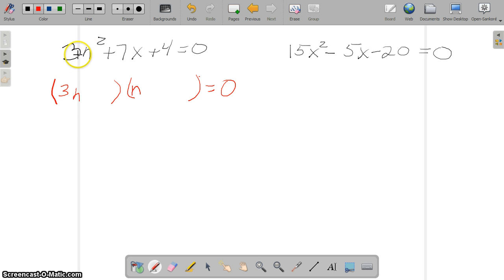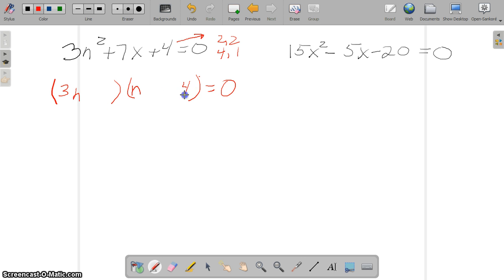Luckily there's only one set of factors of 3, 3 and 1. So I put them here, and then I have to look at this one up here and figure out factors of 4. Well, we know there's 2 and 2, and 4 and 1. Now we have to pick a pair of those to try. I can try 2 and 2, or 4 and 1. I'm trying to think ahead a little bit. I think 4 and 1 is going to do it, but if you're not sure, you just got to try it and see.